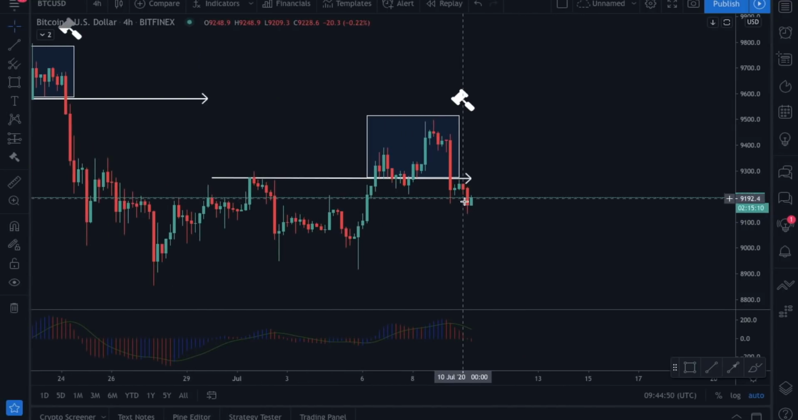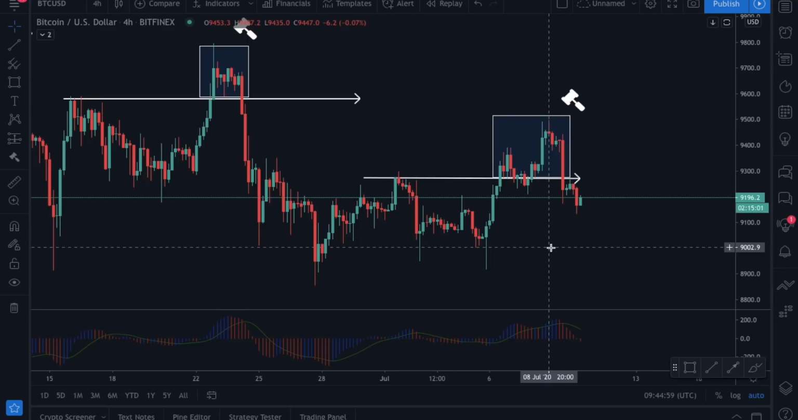So is the price going to hold this level of 9,100, 9,200 and head to the upside, or is the price going to fall straight to the downside? Guys, that's why I've actually added a very nice theory to prove this statement. So let's go to the another chart.